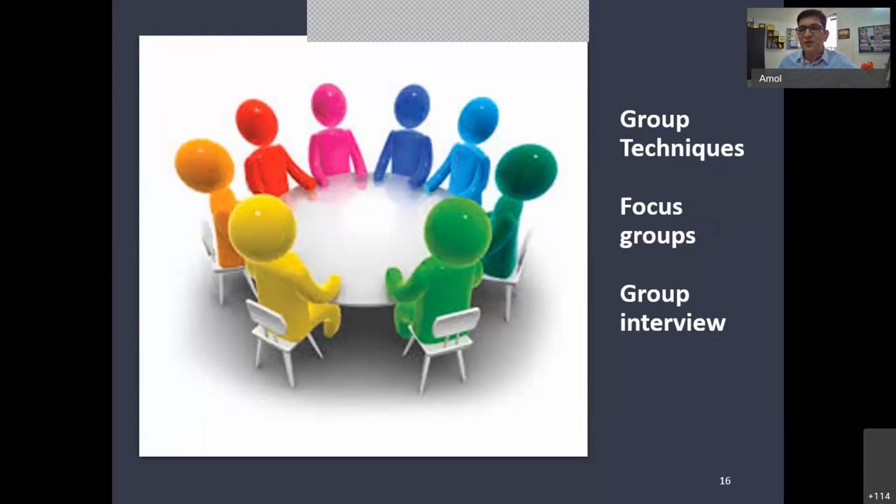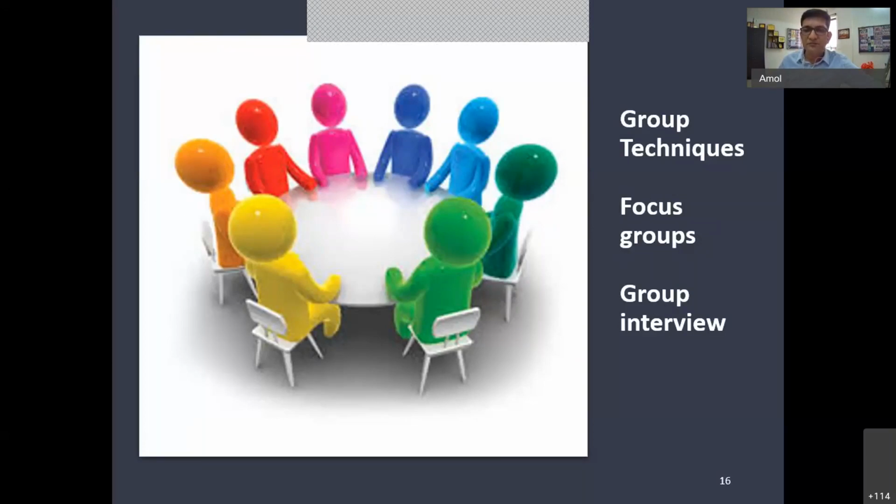We bring 6 to 12 participants, and we evoke discussion on one fixed topic. And there is one moderator, who makes that group of people have a discussion on that topic. And they discuss, and the moderator encourages them to go further so that he gets information, perhaps the new information that he is looking for.